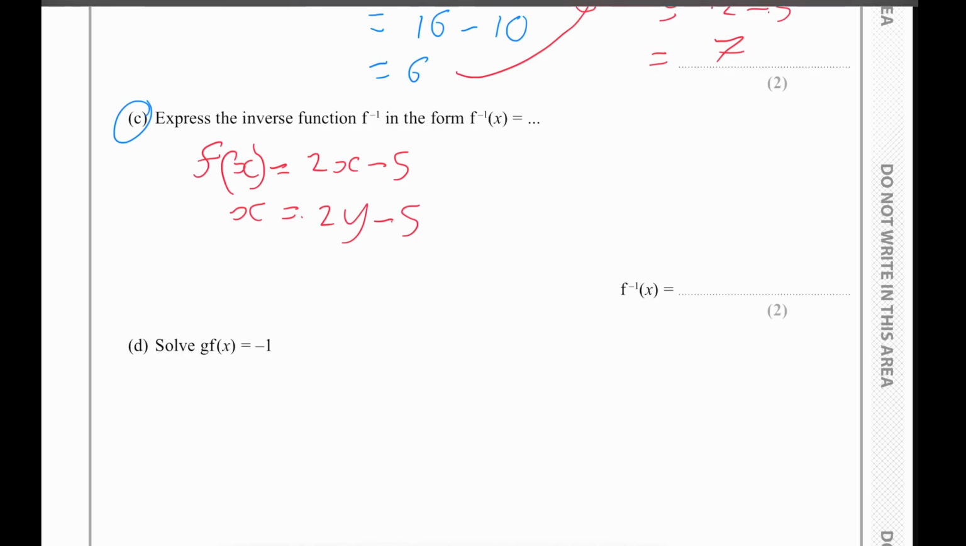So now all we need to do is get y to be the subject of the formula. To make life easy, I'm just going to keep y on the right. Going to move that 5 across, and I get 2y, and then I'm going to divide both sides by 2. So my formula then becomes x plus 5 over 2, and that's it.